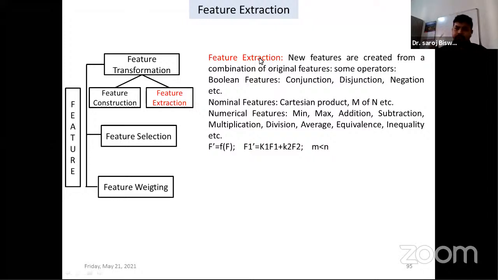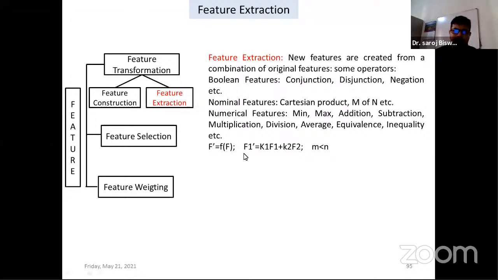If we have Boolean features, which we have not discussed, then to create new features we can use operations like conjunction, disjunction, negation, and others. Similarly, if we have nominal features, we can use a Cartesian product, M of n, and other operations. And if we have numerical features, then for feature extraction we can use mean, max, addition, subtraction, multiplication, division, average, equivalence, inequality, and others. So different kinds of operations can be done on the existing features to extract a new set of features.